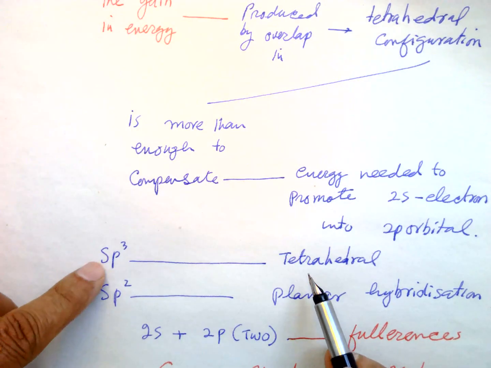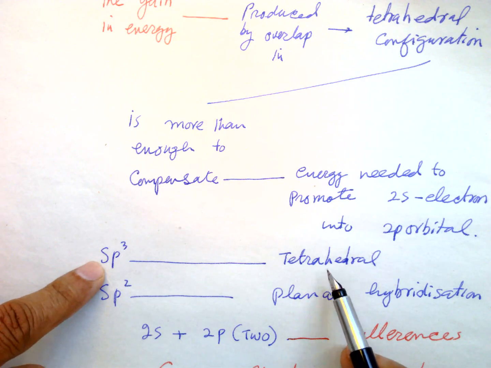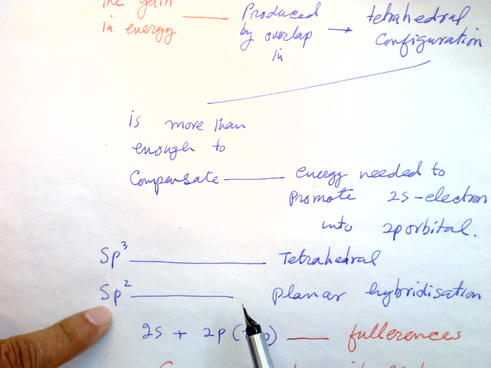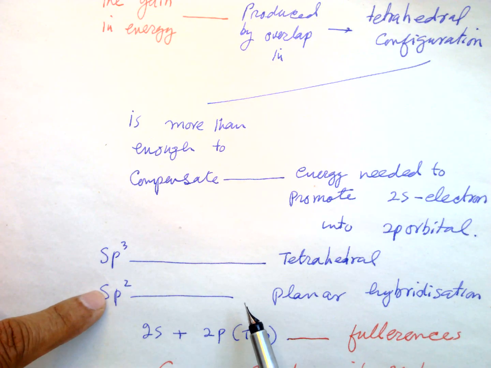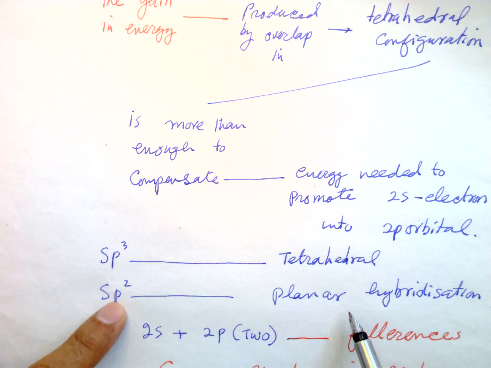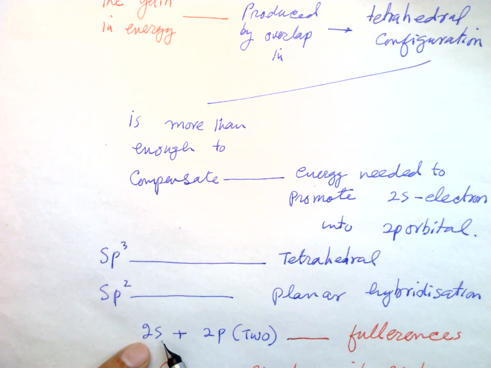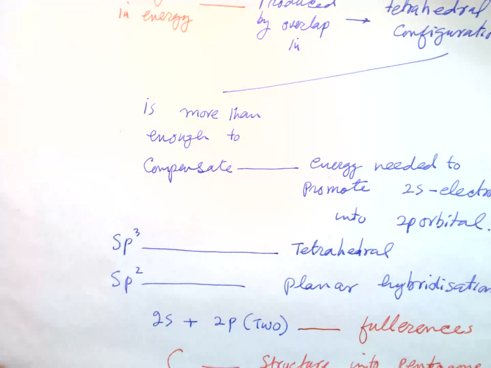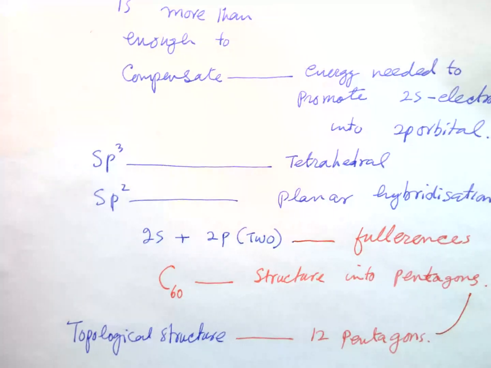So sp3 hybridization results in tetrahedral geometry, whereas sp2 is a planar hybridization, 2s plus 2p. That gives spherical fullerenes, the C60 structure with many pentagons. These are topological structures with 12 pentagons and 20 hexagons in C60, and also sp2 boron.